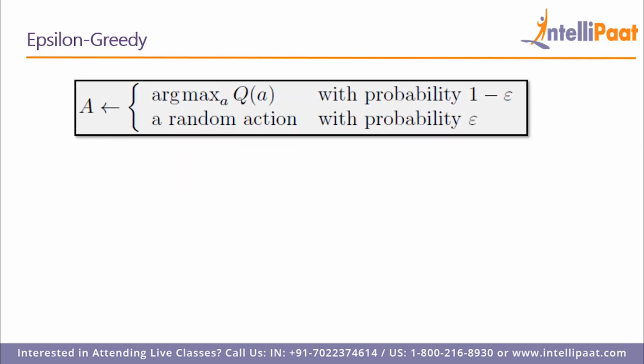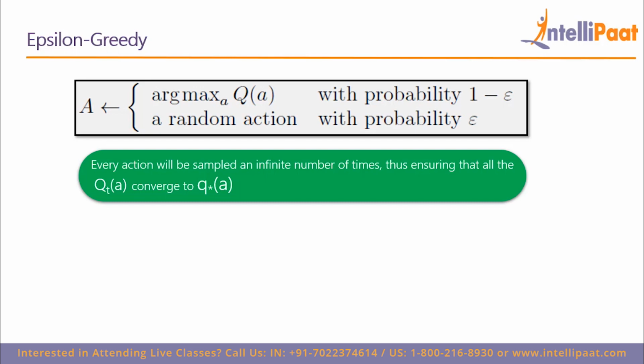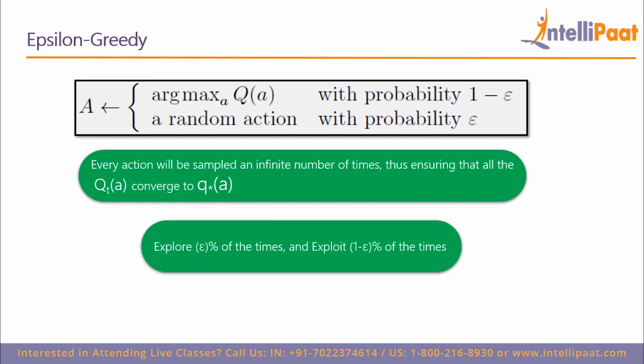So this is how we actually choose an action in Epsilon-Greedy. A random action is chosen with the probability epsilon, and for the rest of the time we choose to exploit the current highest value estimate. Here the argmax over A simply means that we want to find the action that maximizes the current value estimates, which is given by Q(A). By doing that, we sample every action an infinite number of times, and we ensure that all the action value estimates converge to the actual action values of those actions. So we choose to explore epsilon percent of the time, and we exploit 1 minus epsilon percent of the time.